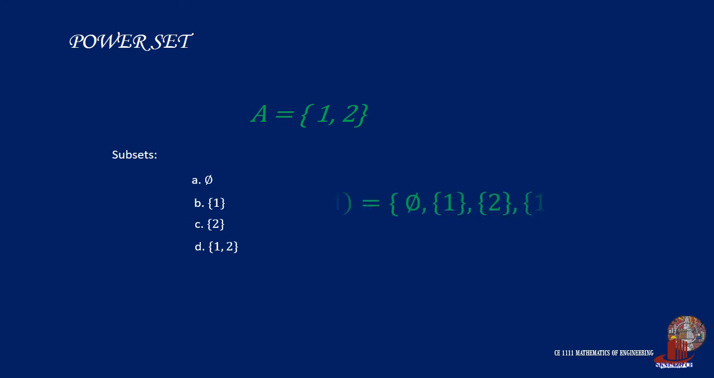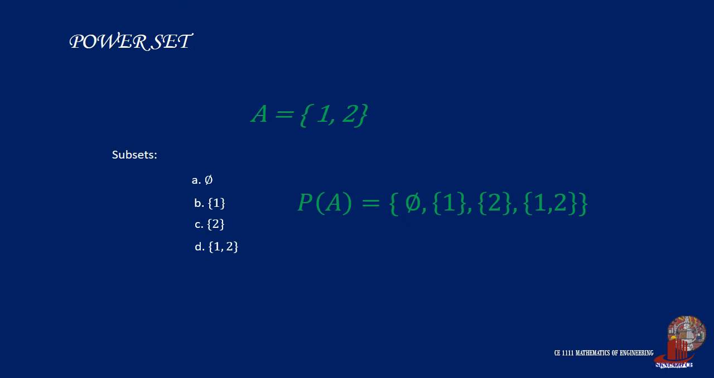Consider set A with the elements 1 and 2. Let us write down all the subsets of set A. We know that the empty set is a subset of every set, so the empty set is a subset of A. We see that {1} and {2} are also subsets of A. Also, we know that every set is a subset of itself, so {1, 2} is also a subset of A. Thus, set A has in all 4 subsets: the empty set, {1}, {2}, and {1, 2}.